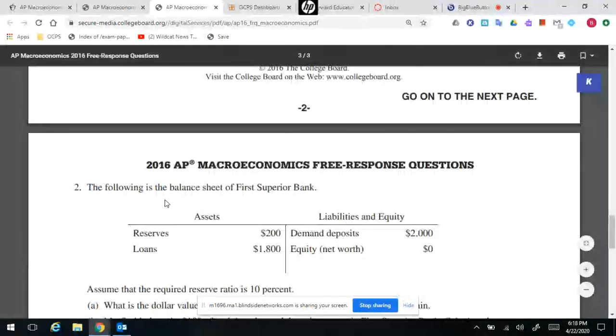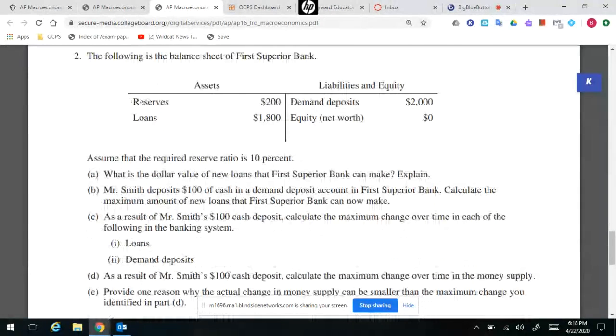Moving on. All right, so we got a banking system question here. It says, what is the dollar value of new loans that First Superior Bank can make? Explain. Assume that the reserve ratio is 10%. Okay, so remember, you are only required to hold on to a percentage of the deposits. So we're required to hold on to 10% of this deposit of 2,000. So 10% of 2,000 is just going to be 200. Okay. That's as much as you have in reserves.